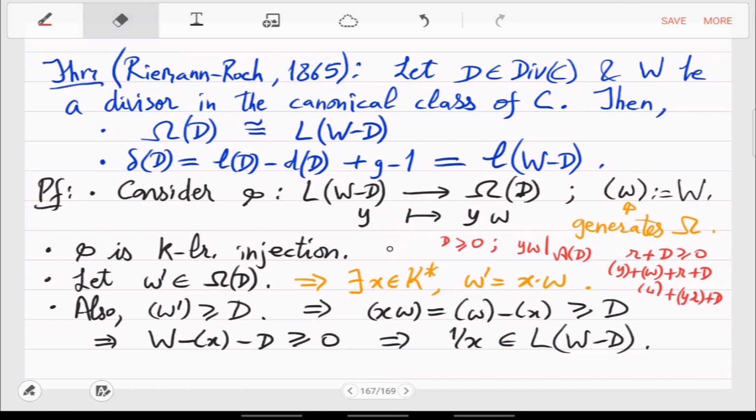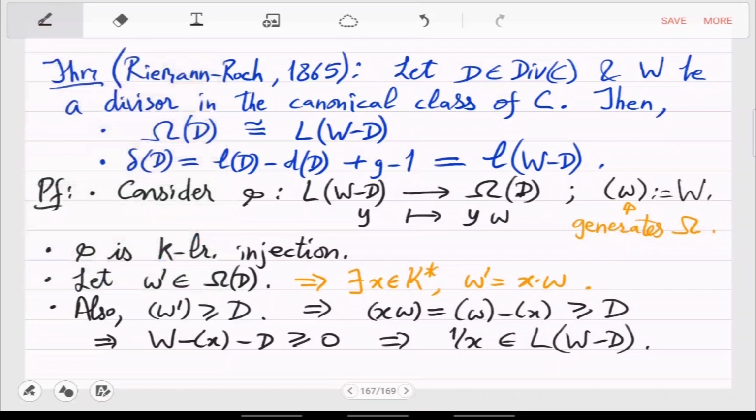Yeah, that has to be corrected, I think. Because other things are fundamental. You can't change anything here. So the only thing which I think I made a mistake is that this should be a plus. X omega should be omega plus x. So w minus x minus d is what you get, which actually gives you x is in L of W minus d. So that is the pre-image of omega prime.